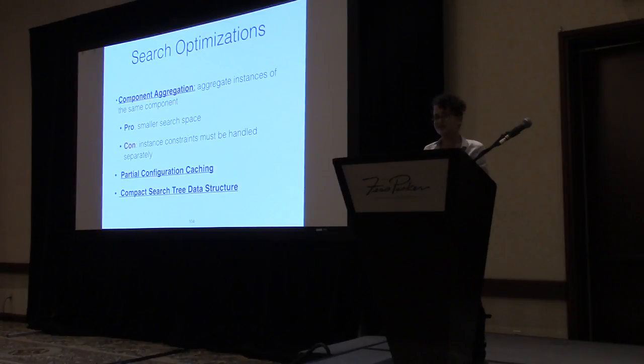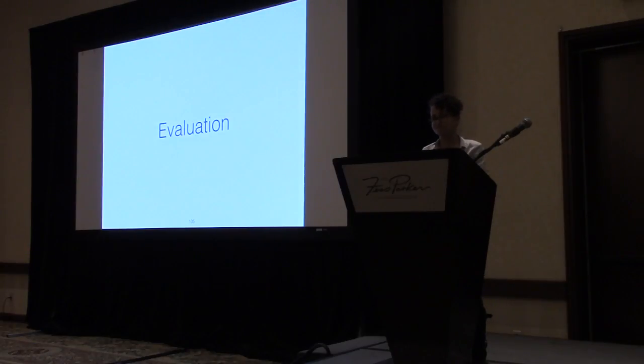We also implement several other search optimizations. We, for example, aggregate classes of components, meaning that if you have multiple instances of the same component, it'll aggregate it as a single aggregate component. What this does is it drastically reduces the search space we explore. However, it does introduce instance constraints that must be handled separately. We also perform caching of partial configurations, and we utilize a compact search tree data structure to reduce our memory footprint.